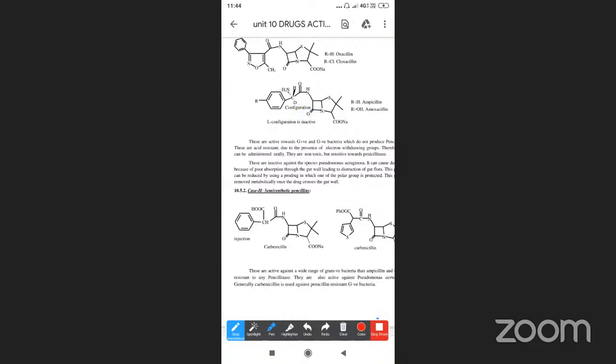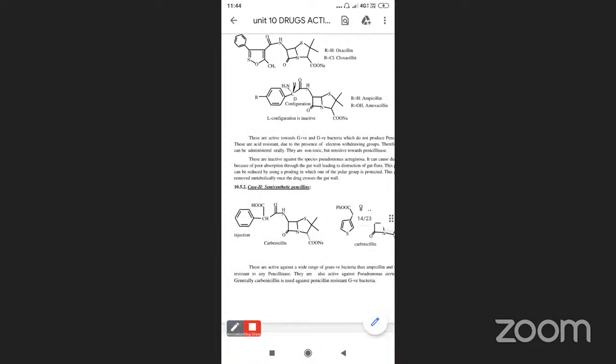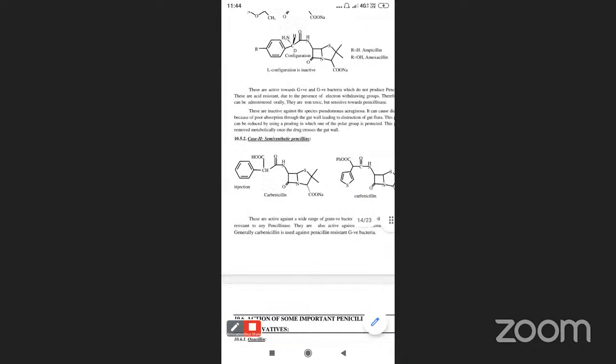So anyhow, we have the chiral drugs in the next topics here. In the chiral drugs, we'll see what is the importance of chirality in the drugs, and how it plays a crucial role. Right. So in the pharmacological activity, we'll see there.